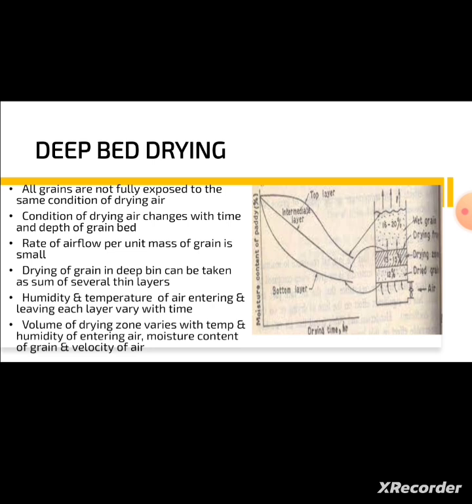And this will be deep bed drying. Deep bed drying is nothing but when the depth is more than 20 centimeter. There are three zones formed in the deep bed drying. One is a dried zone, a drying zone, and a wet zone. These three zones will be formed because the thickness of the bed will be more than 20 centimeter.